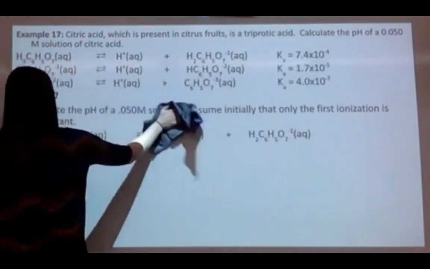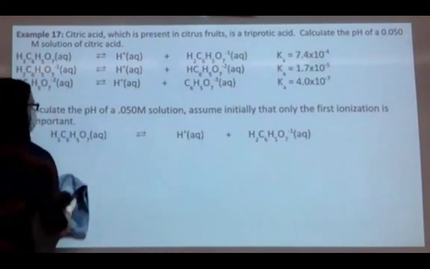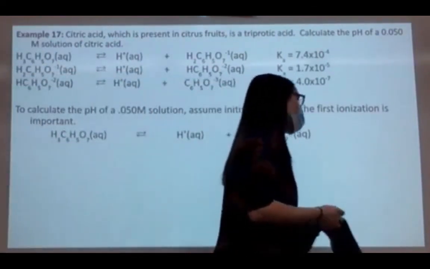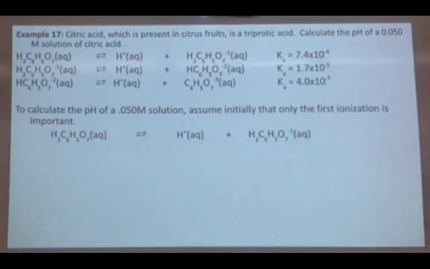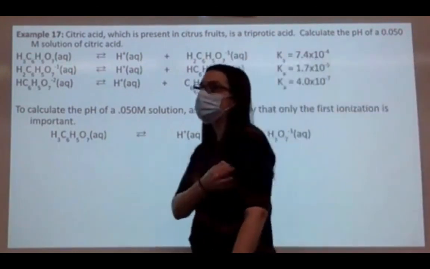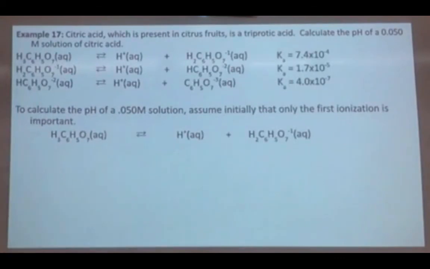So for example 17, flip in your notes to example 17. It looks like this. It says citric acid, which is present in citrus fruits, is what's called a triprotic acid. Tri means 3, protic for proton. Triprotic has 3 protons, 3 H's. It says calculate the pH of a 0.050 molar solution of citric acid.